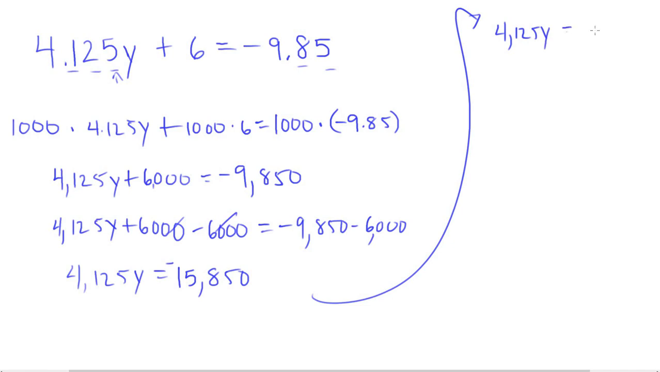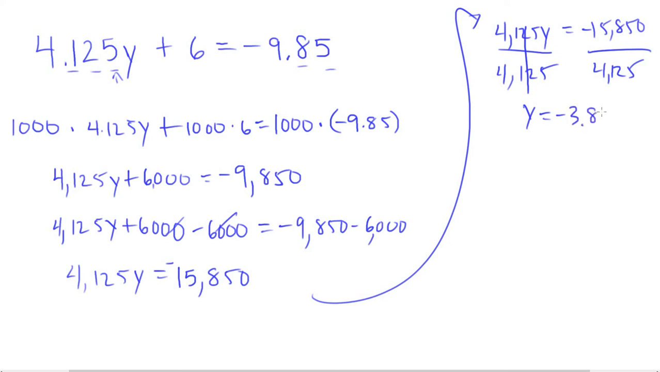4,125y equals a negative 15,850. Divide both by 4,125, and I'm running it through the calculator. These cancel, so y equals a negative, positive and negative. That's going to give me a negative 3.84. And I'm going to go 2 decimal places because my lowest number of decimal places was 2. I can only be significant digits to that 2 decimal places because of that.